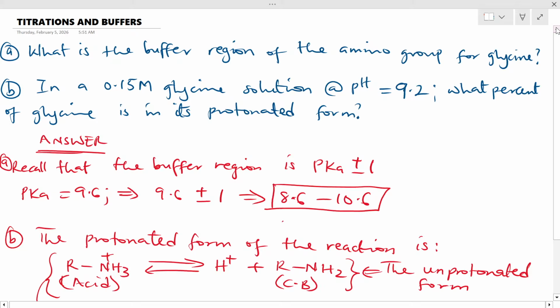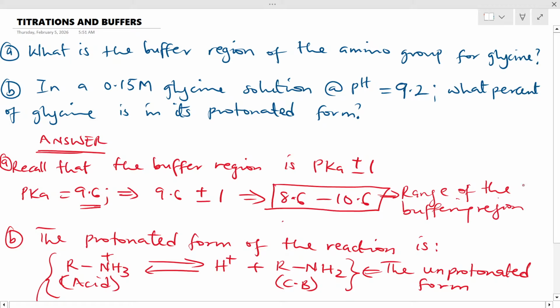So if we say buffering region, we saw from the graph that we recalled while treating buffer that the buffer region is what? pKa plus or minus 1, and pKa was given to be what? 9.6. 9.6 minus 1 will give you 8.6, and 9.6 plus 1 will give you 10.6, and that gives us the range of the buffering region from 8.6 to what? 10.6.